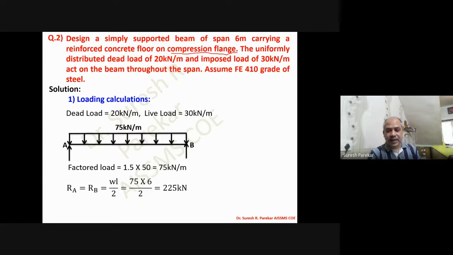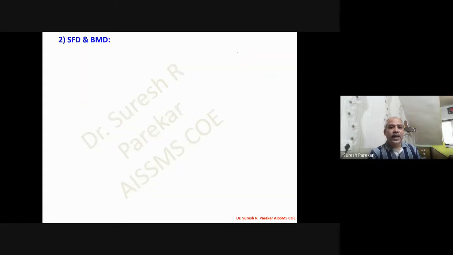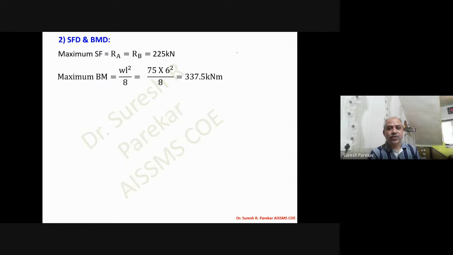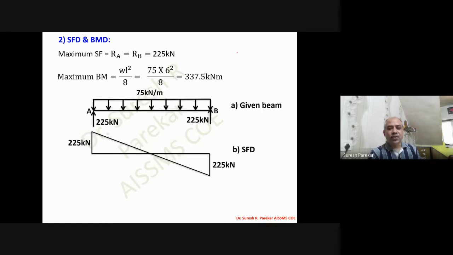Then we calculated RA, RB, and then we have the BMD. Now as we have, this will be 225, that will be my maximum shear force. So now maximum bending moment WL square by 8, and then we have to go for shear force and bending moment. Preferably we have to plot these diagrams.